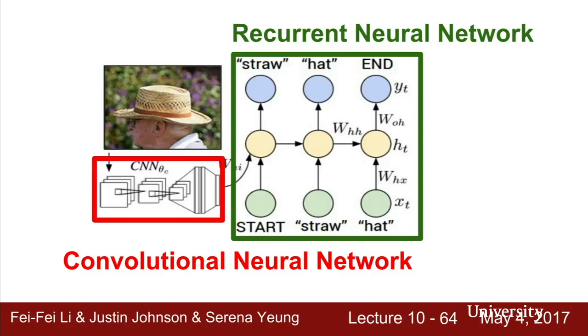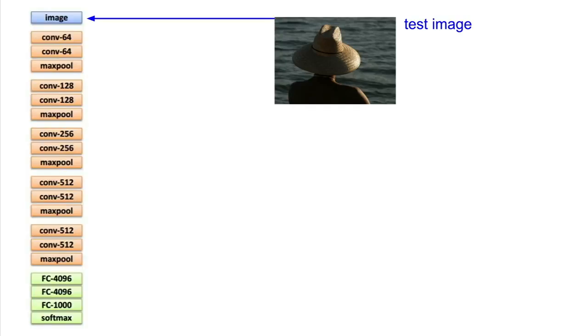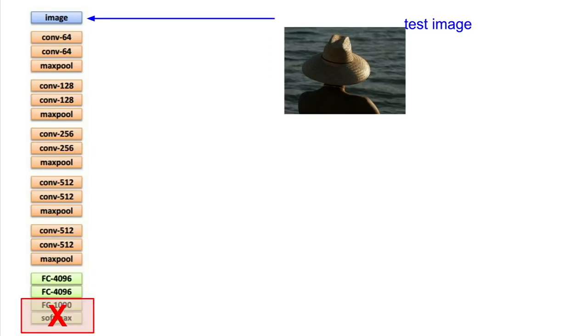The way that this works at test time after the model is trained looks almost exactly the same as these character-level language models that we saw a little bit ago. We'll take our input image, feed it through our convolutional network, but now instead of taking the softmax scores from an ImageNet model, we'll instead take this 4096 dimensional vector from the end of the model.